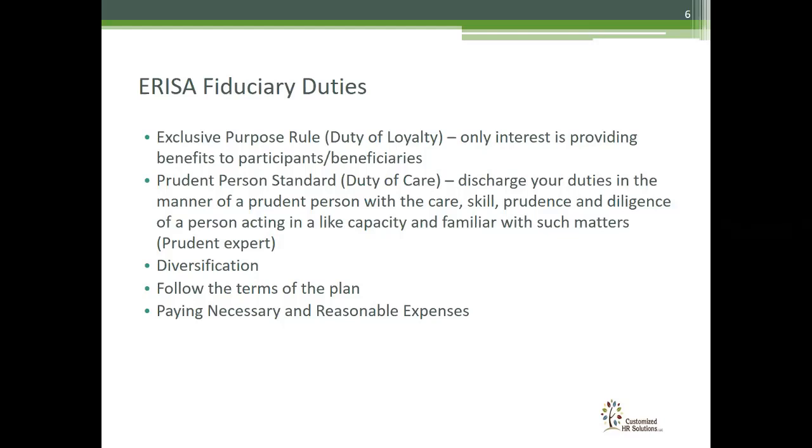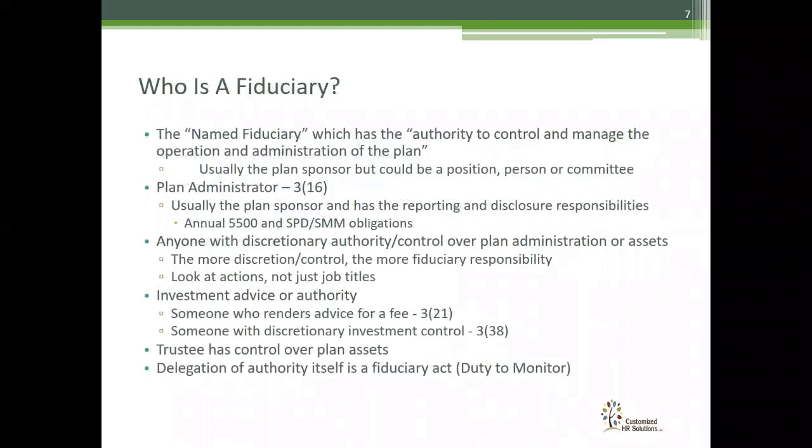And then lastly is the duty to pay only necessary and reasonable expenses. And again, that kind of goes to the issue of the duty to protect the assets for the participants, but is probably one of the most actively, or is the most actively litigated area, likely because it's so easy to quantify and point to. So that the fee, reasonable fee management is a key area of concern, and I know my colleagues spoke to that as well.